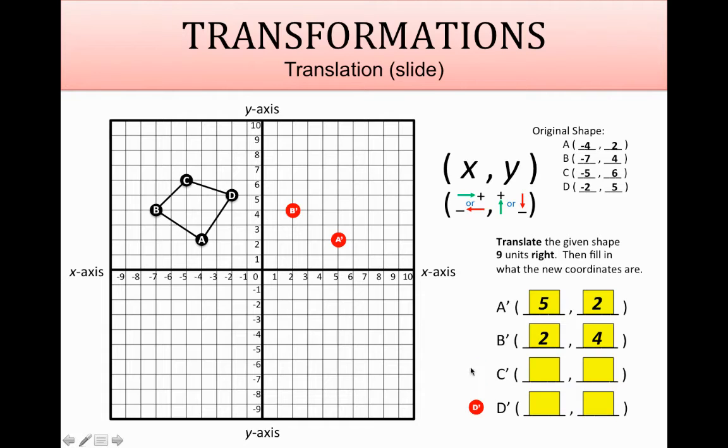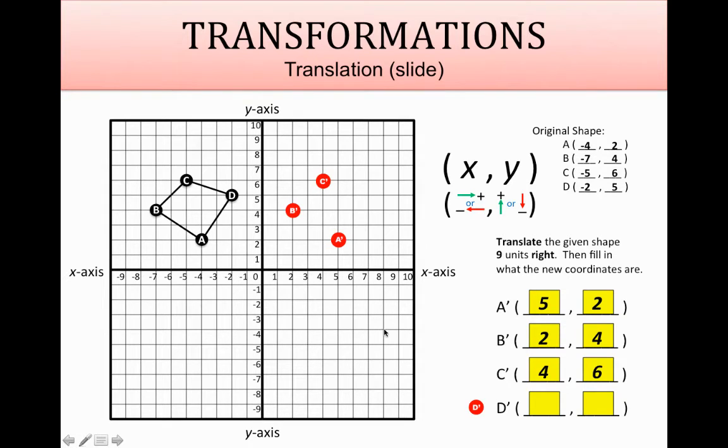All right, click on C, bring it over here, start counting over 9 units to the right. All right, and that's where you would leave it. Where is C prime located? That's 4 to the right, so it'd be 4 for the X, and then 6 up, so 6 for the Y.